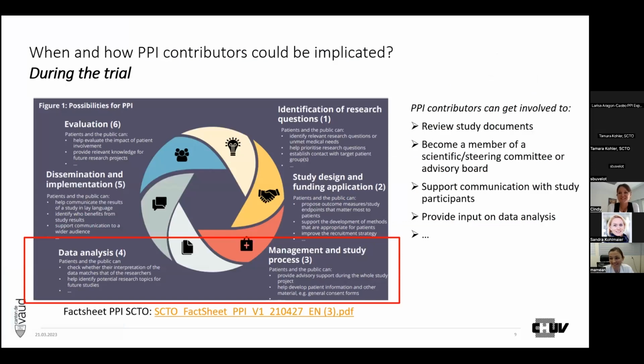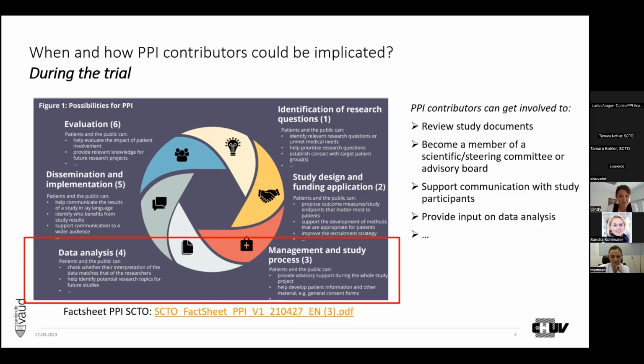Okay, thank you, Marie. So then for the next part, you can involve those PPI contributors during your trial. And how could they be involved? They could be involved during the management and the study process to provide advisory support during the whole study project, for example, by entering an advisory or a scientific steering committee. They can help you develop patient information and other material, or review your study documents to make them more clear and understandable for future participants.